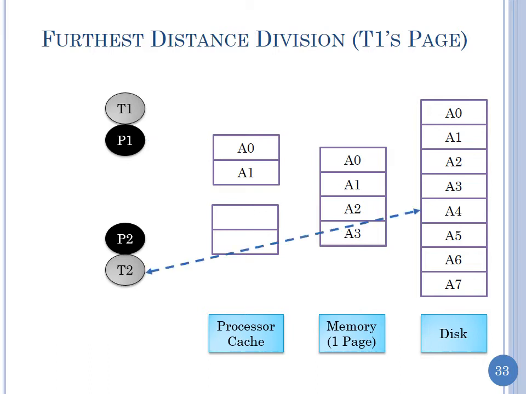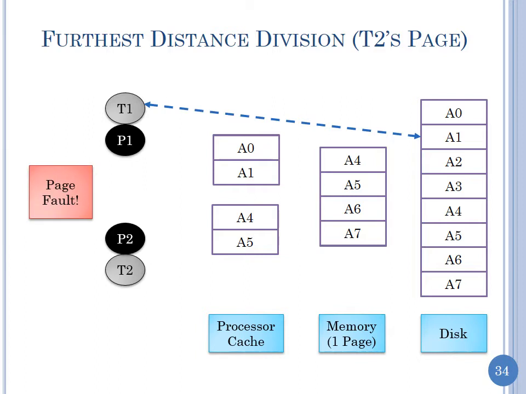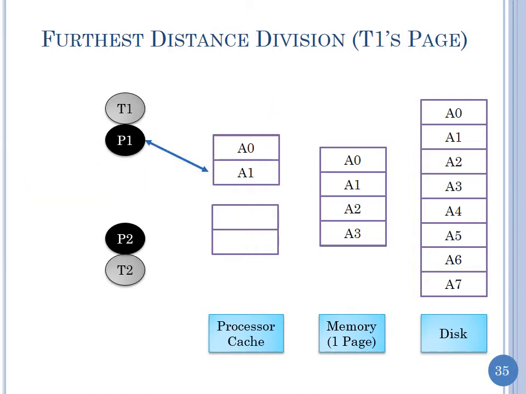So let's say that T1 went and accessed A0, so it got this page loaded. Now T2 accesses A4. We have only one page in memory, so we must go and replace that page with T2's page. So we have a page fault, and then T1 then goes and accesses A1. We get another page fault, and the data are replaced. Okay, so lots of page faults.